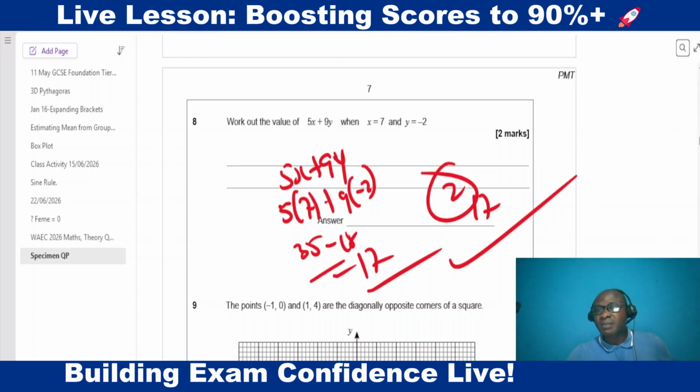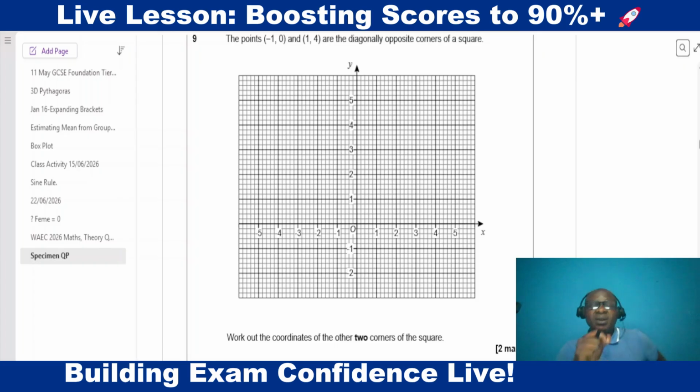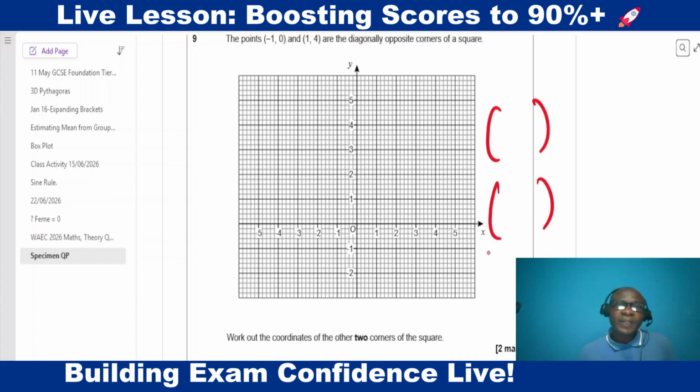So number 9. What did you get as the coordinates of the two other corners? I got -2 and -3, and 5 and 3. Okay, let's find out. The given corners are a diagonal. So now -1 comma 0 is here. Again, 1 comma 4 is here. So this is the diagonal they are talking about, isn't it?